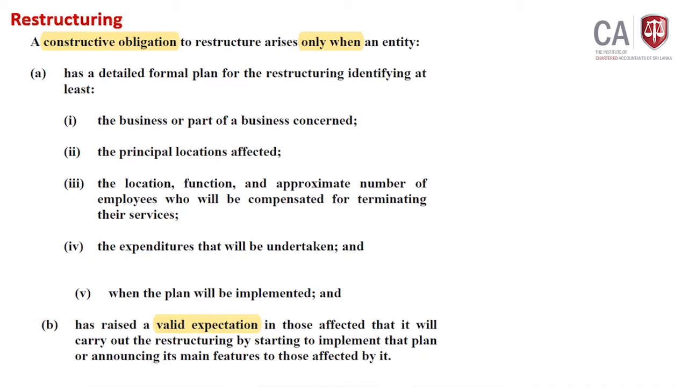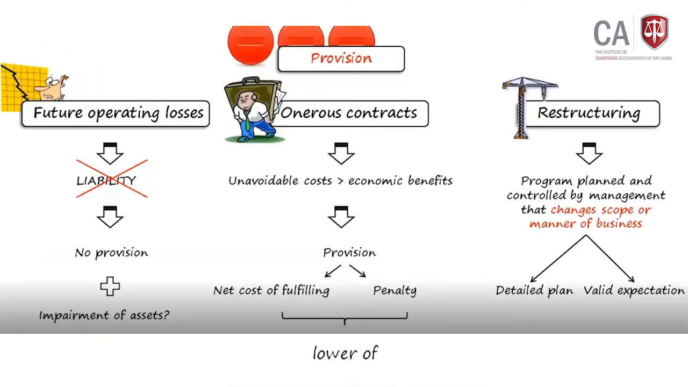You have a detailed plan. That detailed plan is there with whom? Only the board of directors. Employees and other people who are affected because of this restructuring are not aware of this. You have not properly communicated this to relevant parties. If so, you can't make a provision. When you communicate, only then will that create what? Valid expectation that the company is going to do this restructuring. So when you have a detailed plan and valid expectation that they are going to do this restructuring, yes, you can make a provision for restructuring.